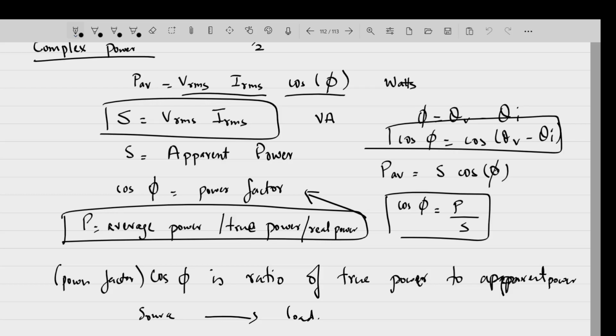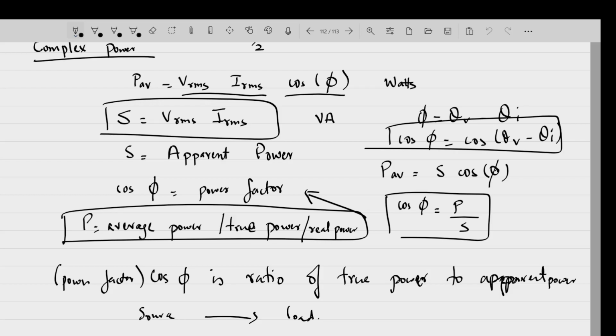Not always, but most of the times it is less than 1. And because of that, our real power is always less than the apparent power. So what power should have been consumed is not being consumed. Only some portion of that power is being consumed. That portion of the power that is being consumed is known as the true power or the real power.